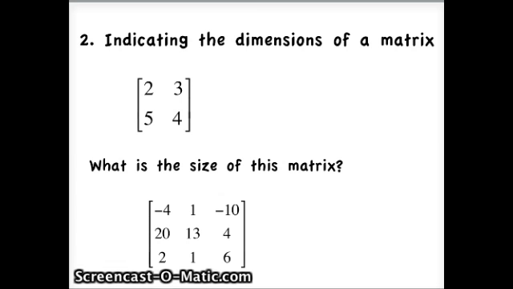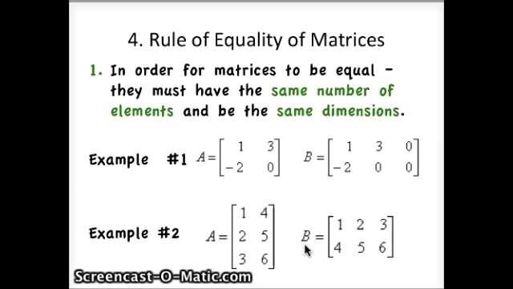So next we're going to do the rule of equality of matrices. In order for matrices to be equal, they must have the same number of elements. Remember, elements are the same as entries, same number of elements or entries, and be the same dimensions.